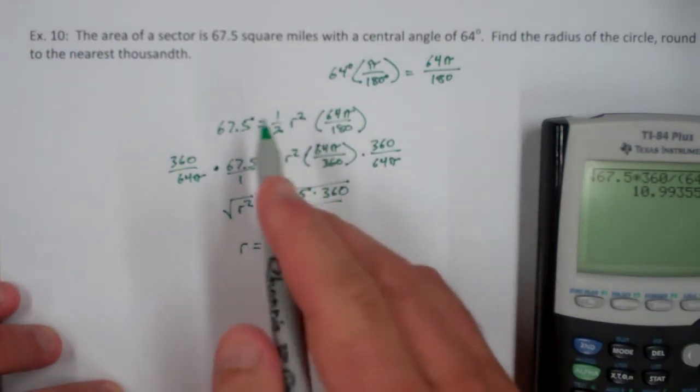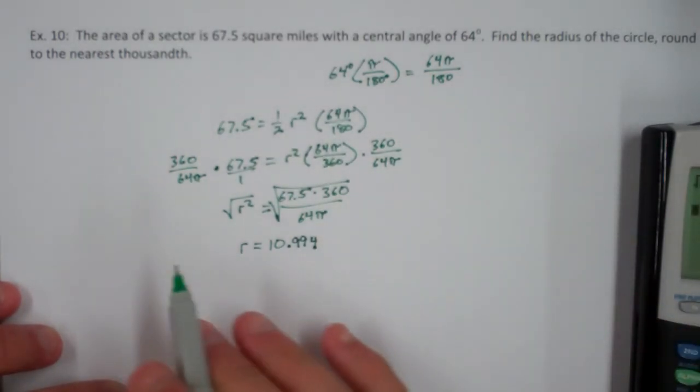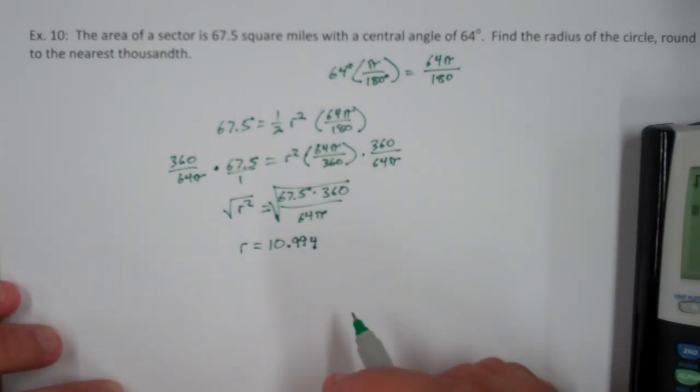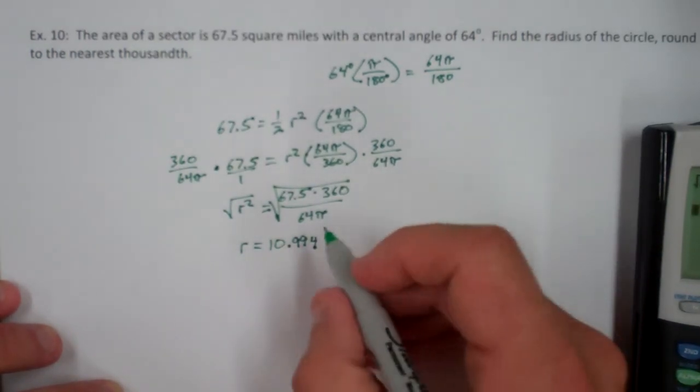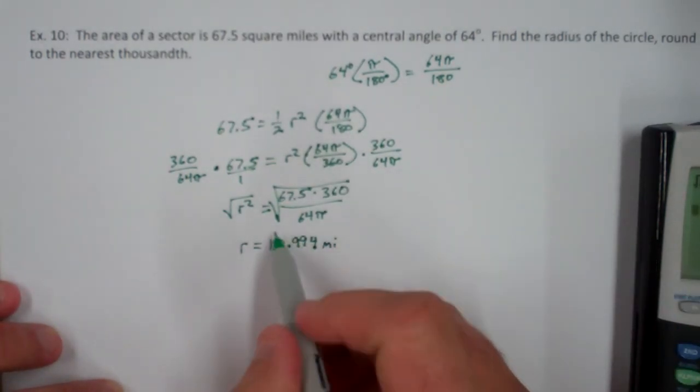10.994. And then this originally was in square miles, and keep in mind that we're looking for the radius of the circle, which is just the distance from the center to a point on the circle. Therefore, that's a unit of length, and so the unit of length here will be in miles. You could have written out just miles as well.